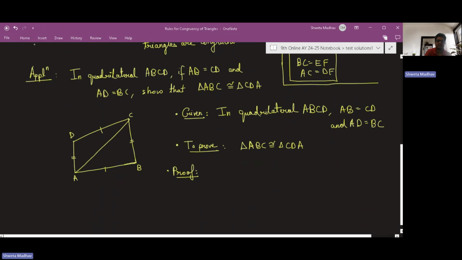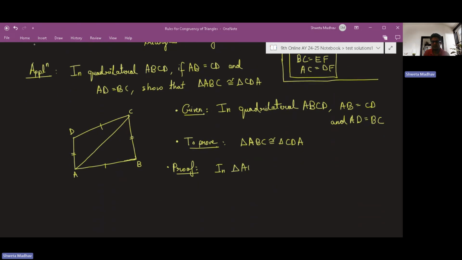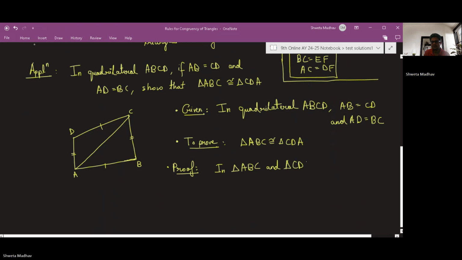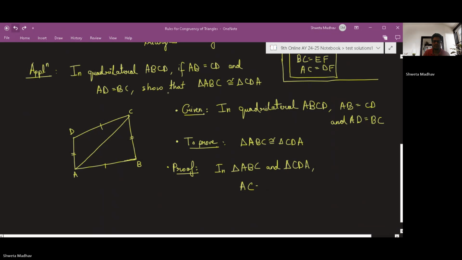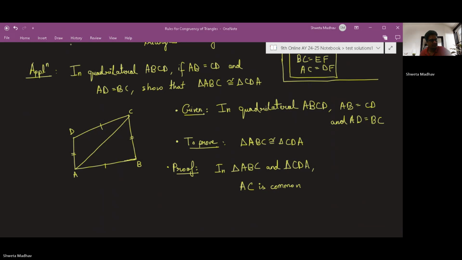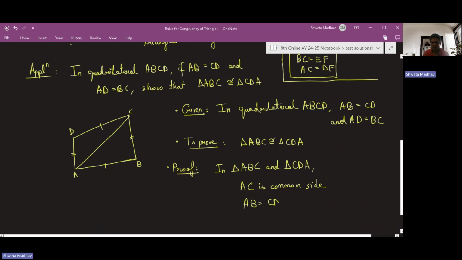In the proof, we will say that, as you can see, in triangle ABC and triangle CDA, side AC is equal to AC. Or simply we can say AC is the common side, so it will be equal in both the triangles. So AC is the common side, and AB equals CD, which has been given, and AD equals BC, which is also given.